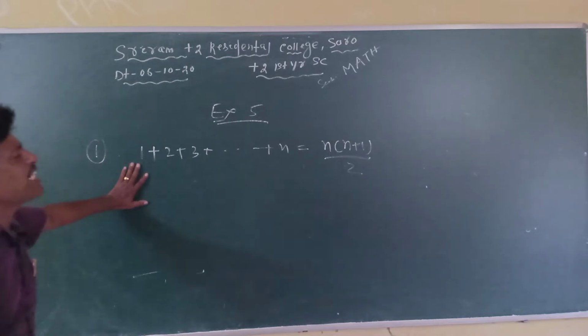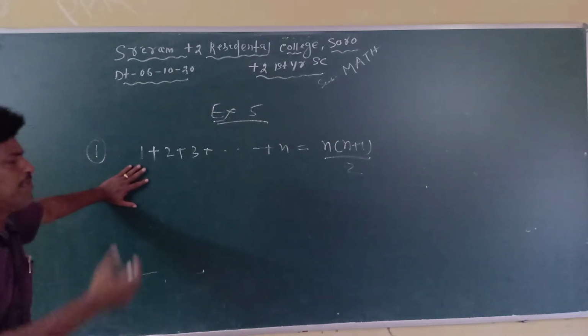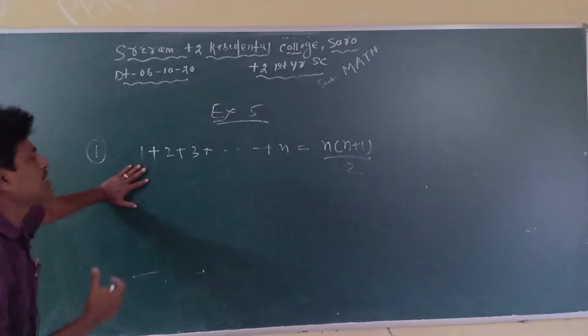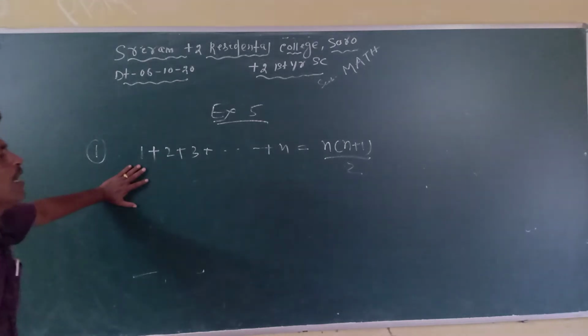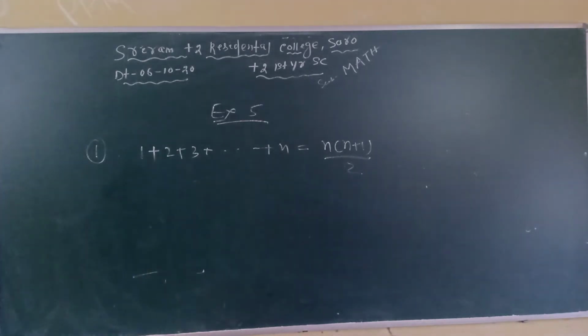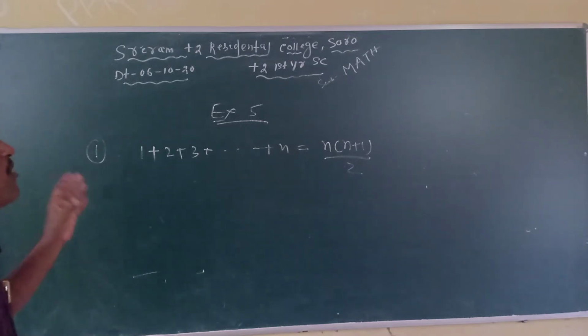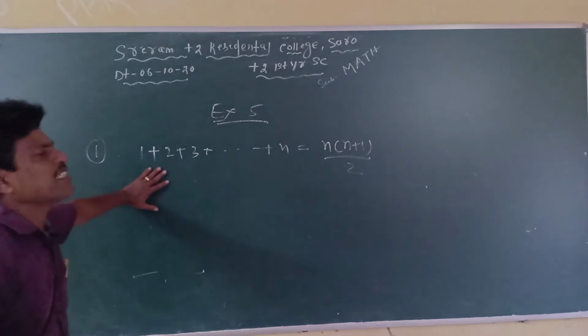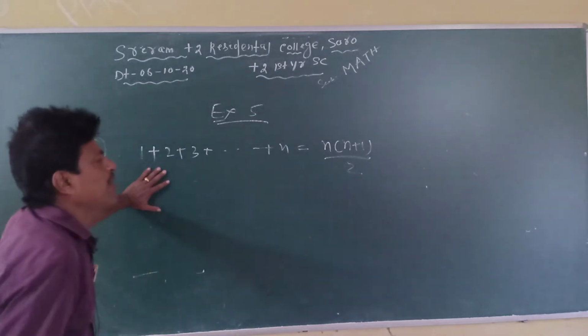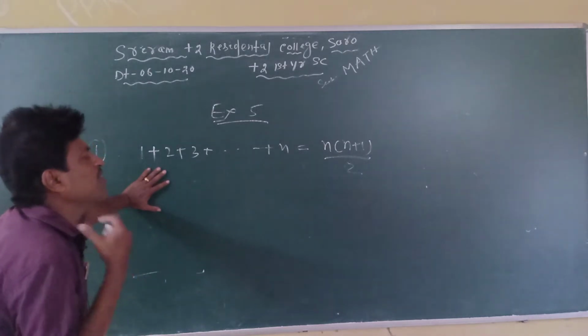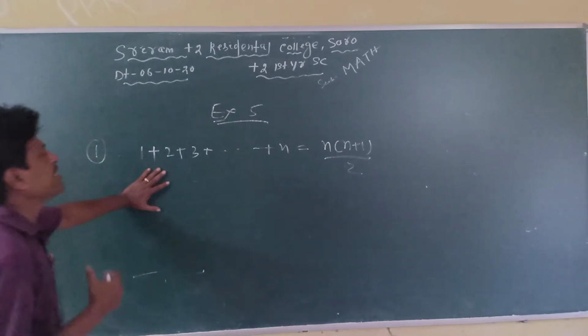Why is it called the Gaussian formula? It is a very interesting story about the background of this problem. I think in standard 4 or 5, Gauss was a student. I am not sure exactly whether it was 4 or 5. He was very naughty, a very disturbing element among the students.